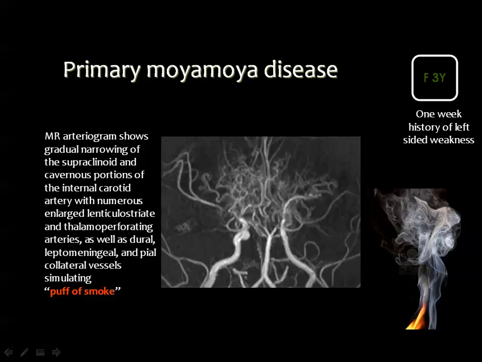And this is the case of primary moya disease in a female child 3 years old with left-sided weakness. Then here, this is the internal carotid artery, but you cannot see the middle cerebral and cannot see the anterior cerebral. And instead, you see these dilated collateral vessels representing the enlarged lenticulostriate and the thalamoperforating arteries, as well as some of the dural and leptomeningeal vessels. And this will result in this appearance, which is known as the puff of smoke.